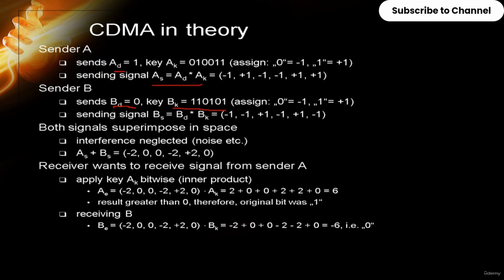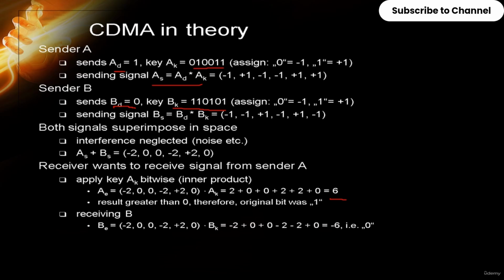Now the receiver wants to receive the signals from sender A. So it applies the key bitwise, that is the inner product. The inner product of this received signal with AK. So when we do the inner product, we get the value as 6.